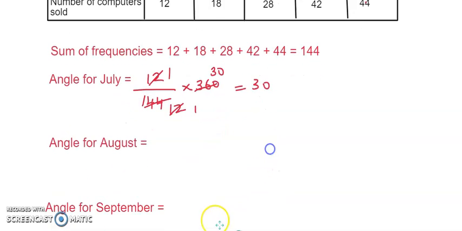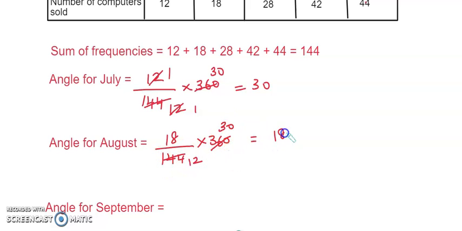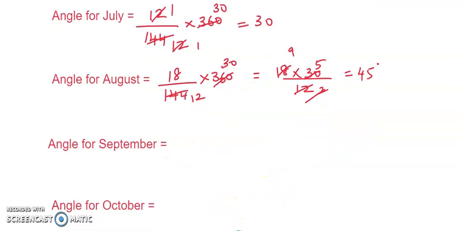Correct? 18 over 144 multiplied by 360. Okay, 360 is 12 30s are, and this is 12s are. So 18, 30, and 12. 6 2s are, 5s are, 45. Next is 28.